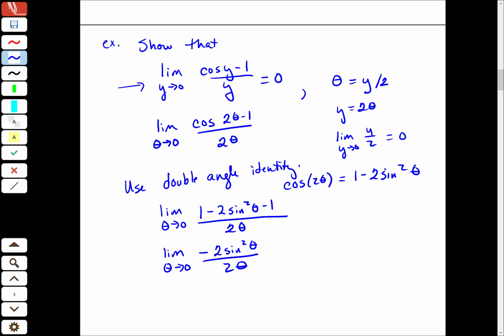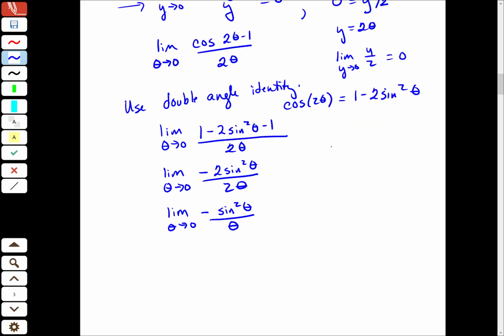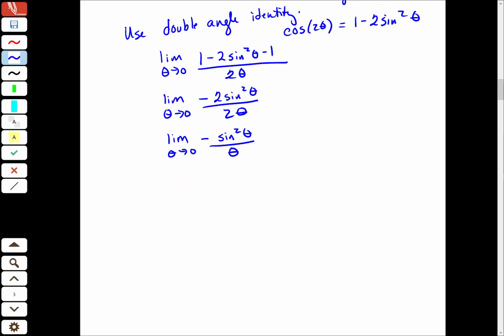The 2's cancel, and I get the limit as theta goes to 0 of, and I'm going to pull the negative out. I want to make sure that you know I'm using several properties here, and I want to make clear what they are. Okay, so I have this. Now I'm going to use several of the properties. I'm going to use the constant multiplier rule, and I'm also going to use the product rule.